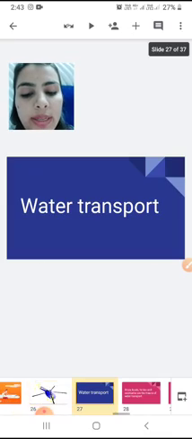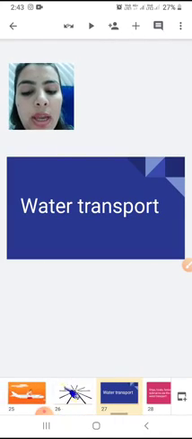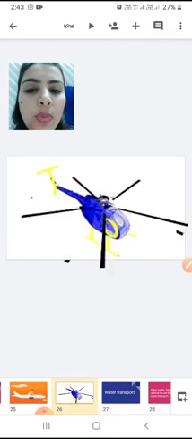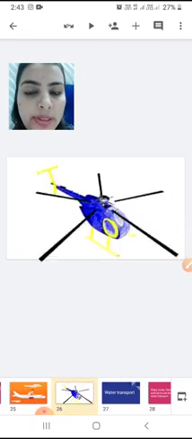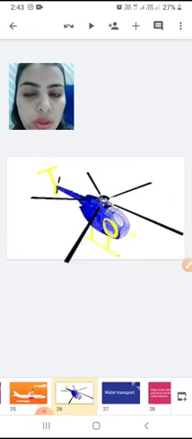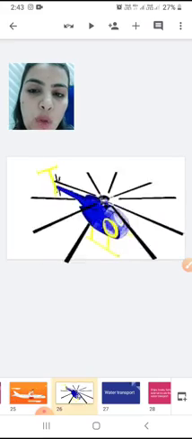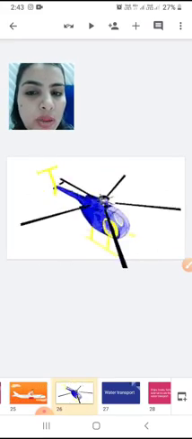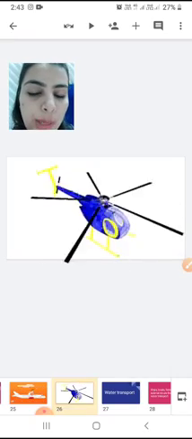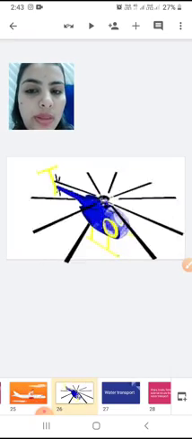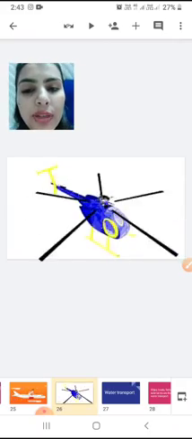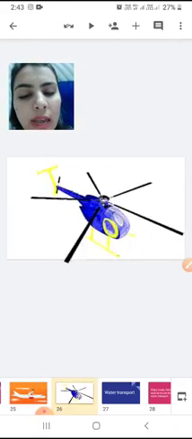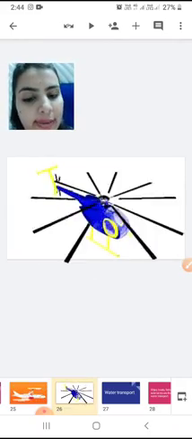In air transports, we can also see rockets. Rockets are also a very fast means of transport, and rockets are sent to different planets to find out whether there is life or not. They are used by scientists.